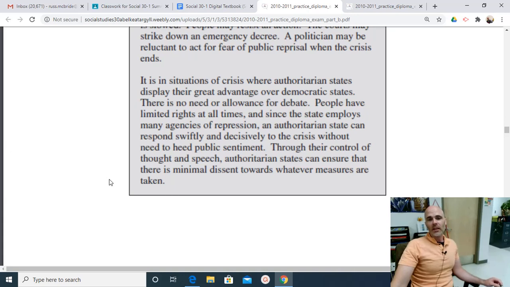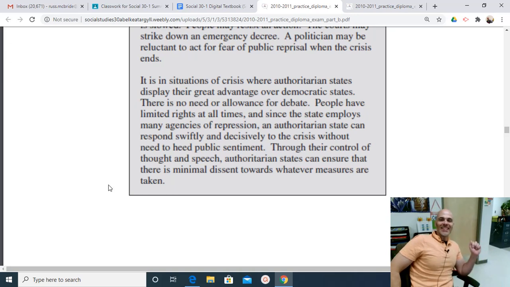There's another paragraph. It is in the situations of crisis where authoritarian states display their great advantage over democratic states. There is no need for allowance for debate. People have limited rights at all times, and since the state employs many agencies of repression, an authoritarian state can respond swiftly and decisively to the crisis without need to heed public sentiment. Through their control of thought and speech, authoritarian states can ensure that there is minimal dissent towards whatever measures are taken.